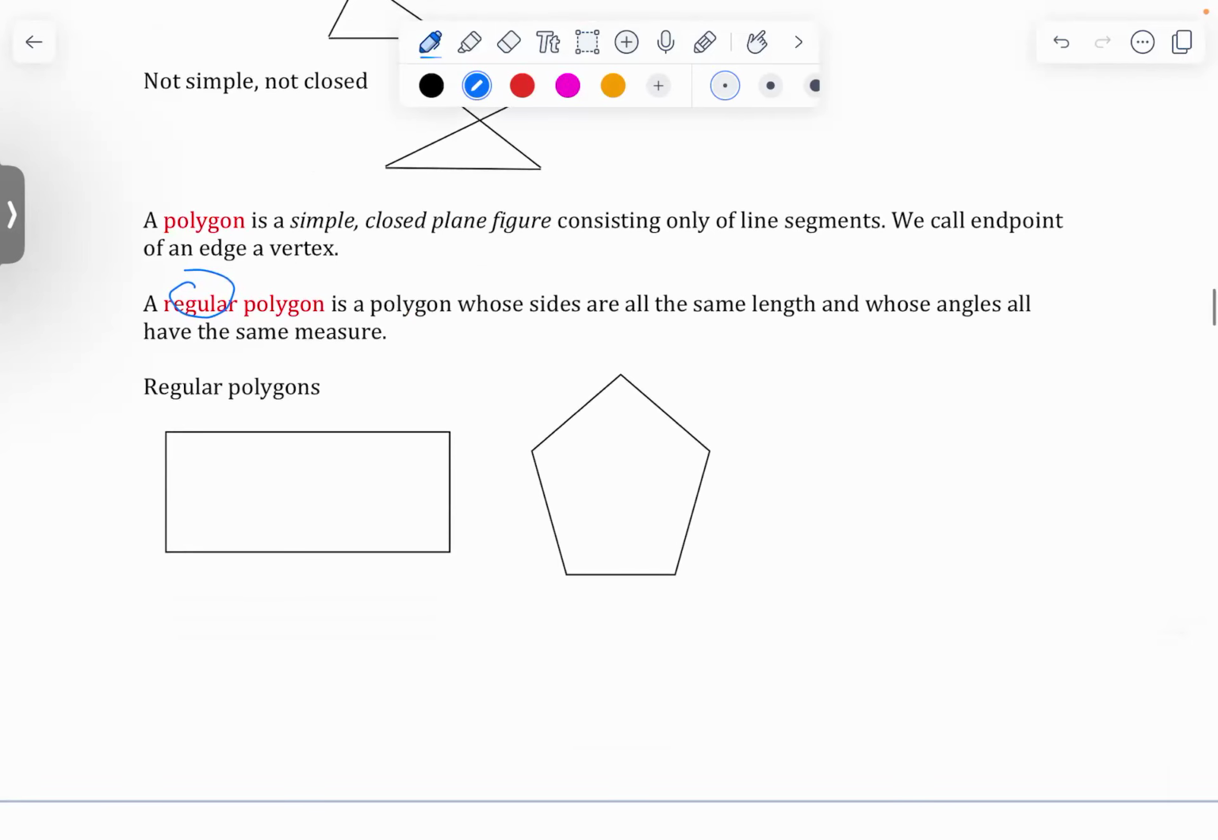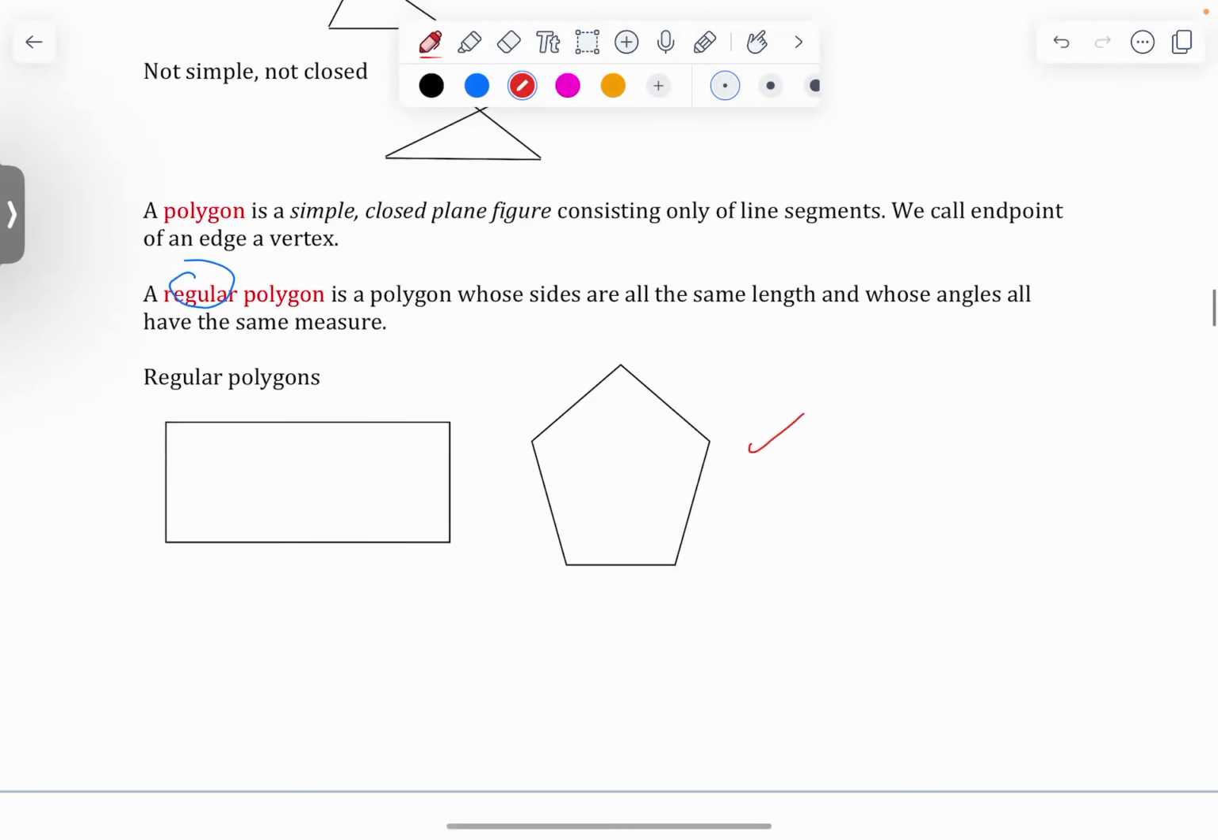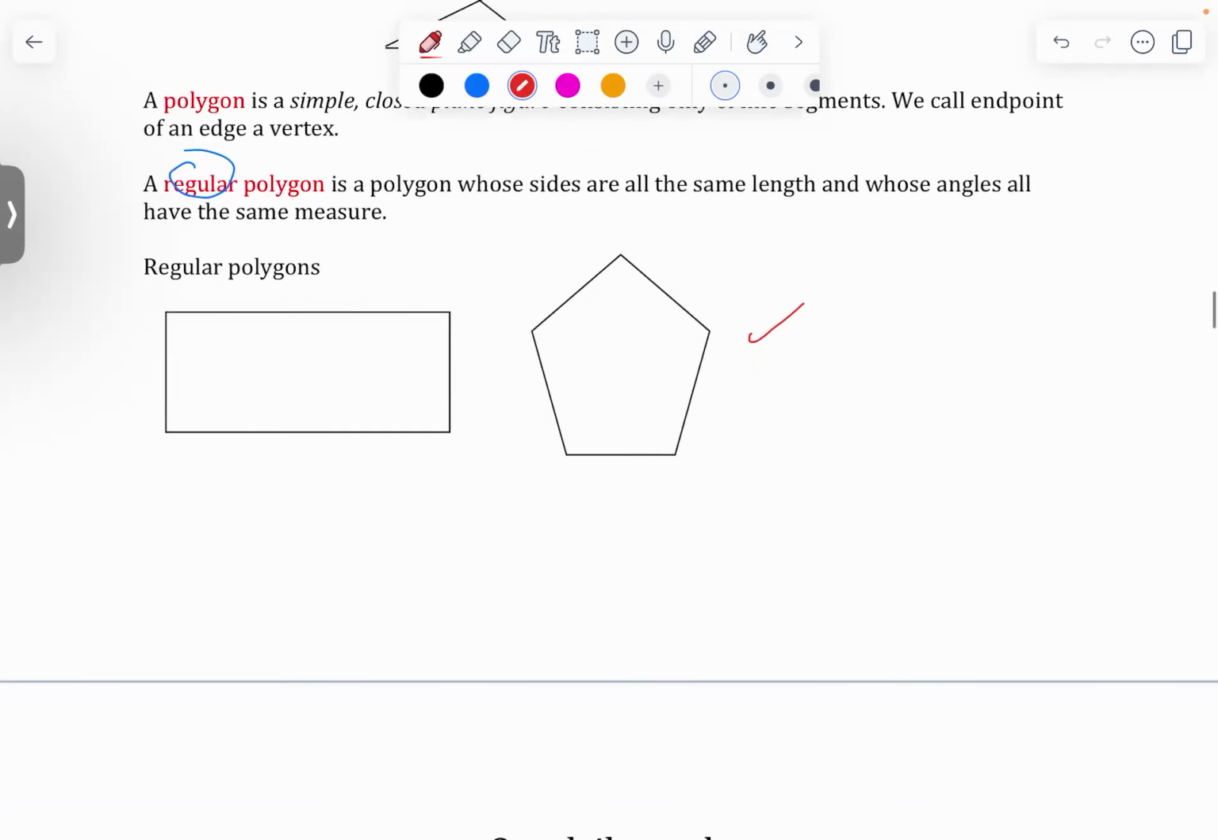Now, notice right here, this is a regular hexagon. This actually is not a regular rectangle. A regular rectangle is actually a square, right? All sides and angles are the same. This is a polygon, it's just not regular.